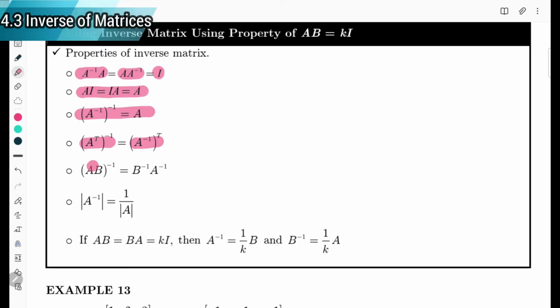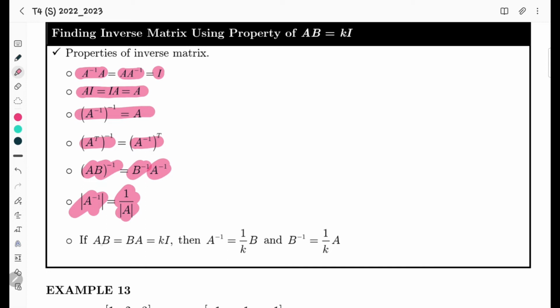and then the inverse of the product AB is equal to the product of inverse B and inverse A. The determinant of A inverse is equal to 1 over the determinant of A. And then if AB equals BA equals kI, then A inverse is equal to 1 over k times B, and B inverse is equal to 1 over k times A.